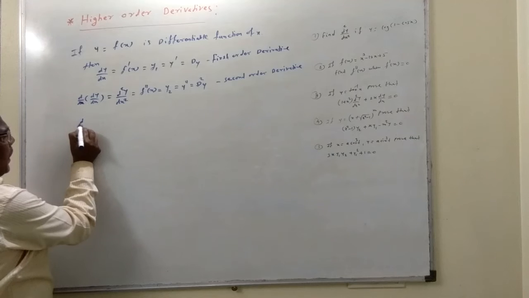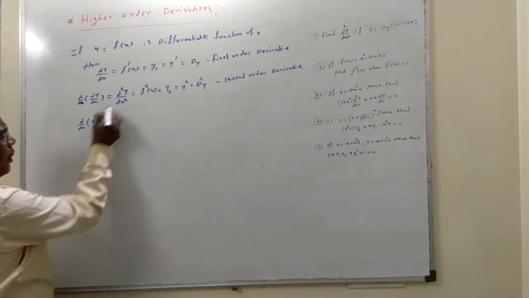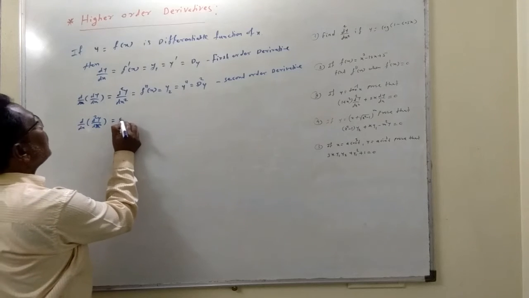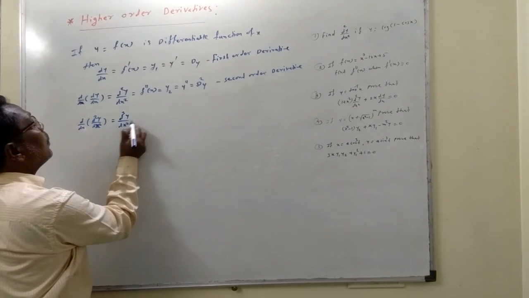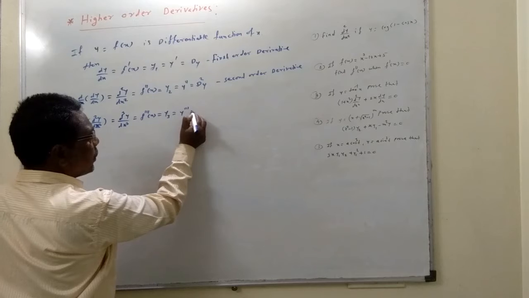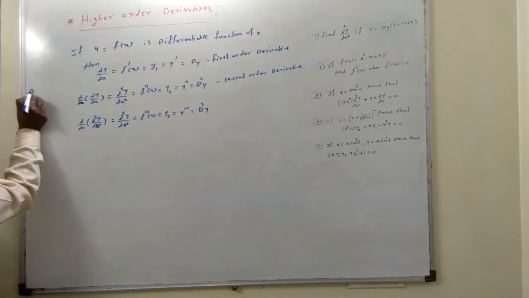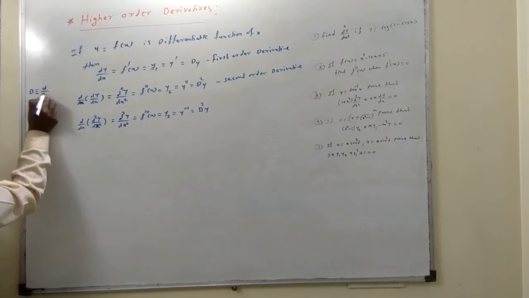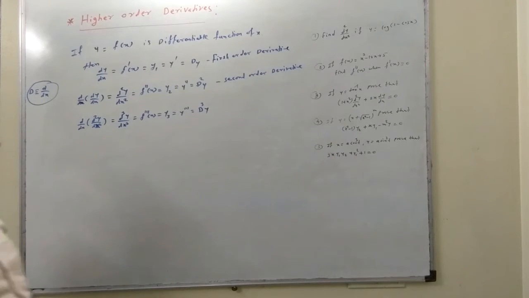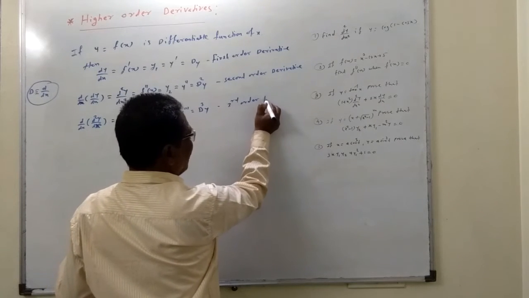Similarly, if we differentiate this again with respect to x, d by dx of d2y by dx square, since d2y by dx square is a function of x, we can take the derivative again. This is d cube y by dx cube. We can write f triple dash x, y3, y triple dash, or D cube y. Keep in mind that D is the operator of derivative, equivalent to d by dx. D means the derivative of the function with respect to x. Now this is the third order derivative.